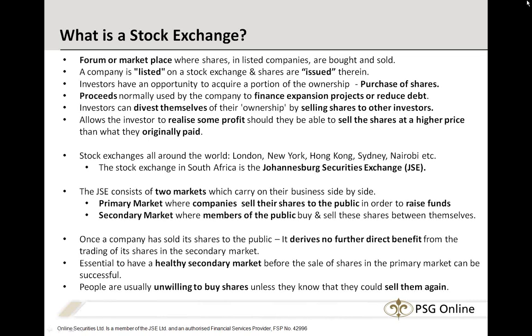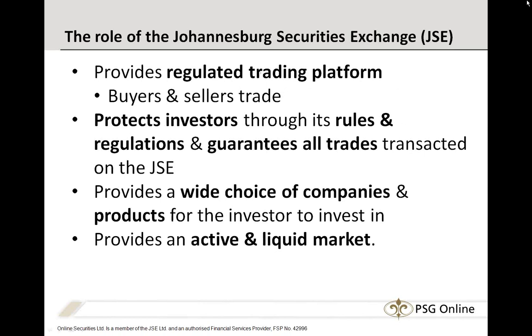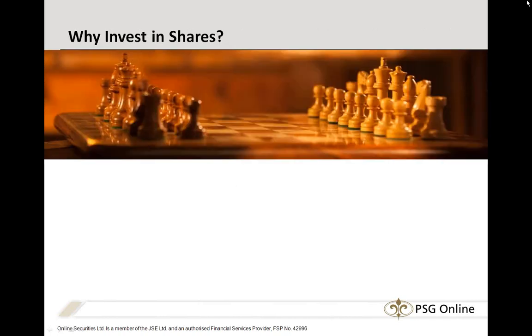Obviously, there are markets right around the world. Here in South Africa, it's called the JSE, the Johannesburg Securities Exchange. The JSE has many roles. The main thing is that it regulates a trading platform for buyers and sellers to trade. But its main objective is also to protect investors through its rules and regulations, and it guarantees all trades transacted on this platform. It also offers a wide choice of companies and products. Here in South Africa, we've got about 450 listed companies, and there are a lot of different products or instruments to trade. The objective is to provide an active and liquid market.